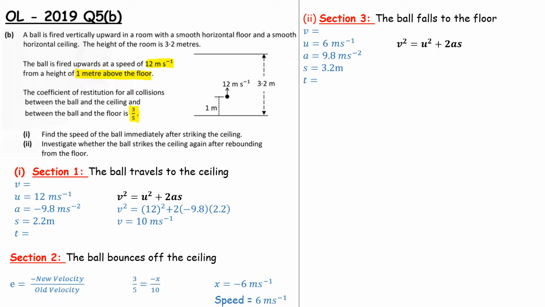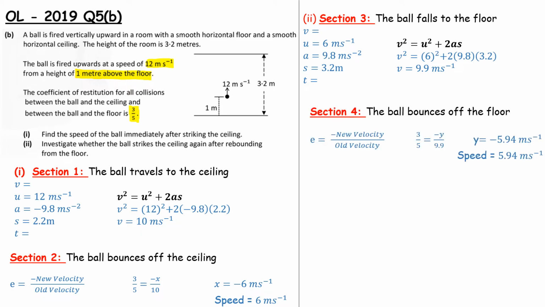So again, I'm using V squared is equal to U squared plus 2AS. And I'm going to sub in here and work out V is about 9.9 meters per second. If you're using acceleration as 10, it'll work out exactly as 10 meters per second. So now we understand as it falls to the floor, what happens? I now know the speed immediately before impact. So what will happen as it bounces off the floor?